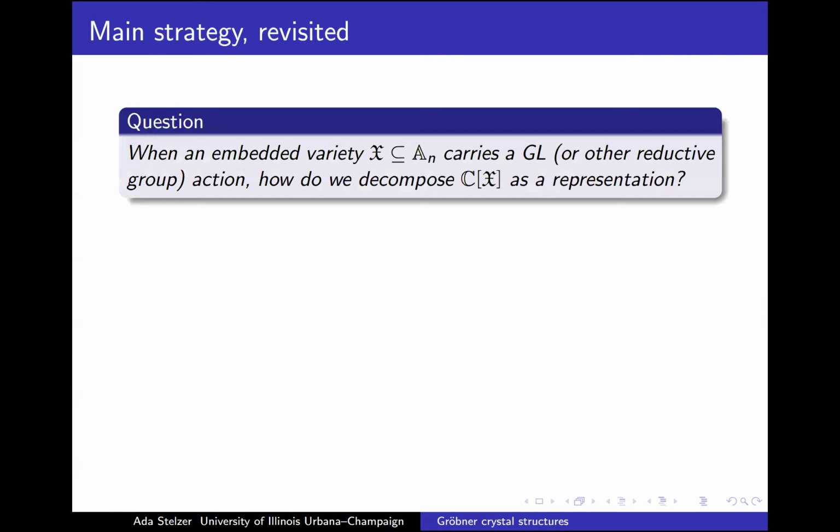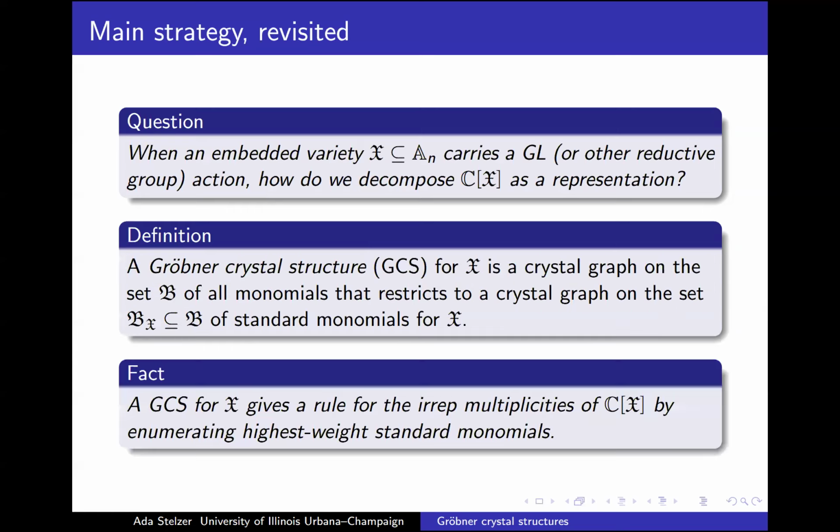Great. So let's return to our question now that we've gone over those tools. If we have an embedded variety in some affine space, and it carries an action by GL or a product of GLs or some other reductive group, how are we going to decompose its coordinate ring as a representation, or figure out the multiplicities of the irreducible representations within it?